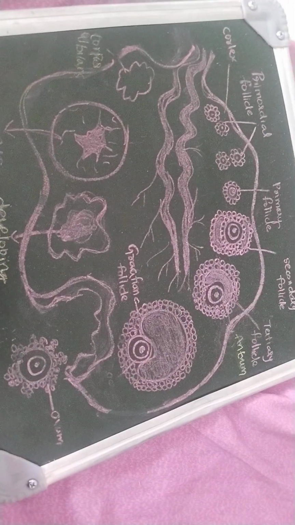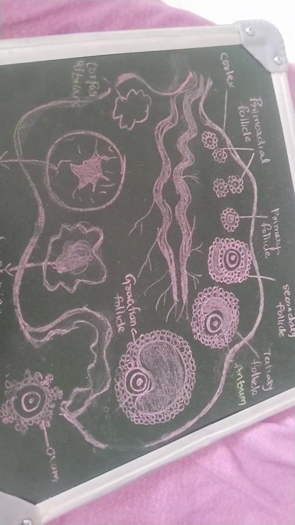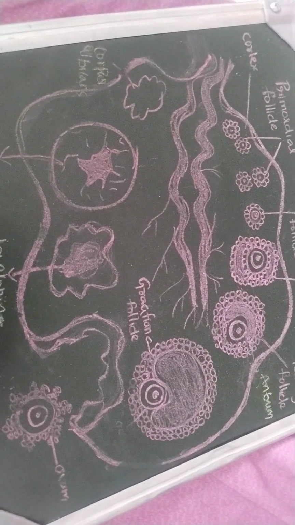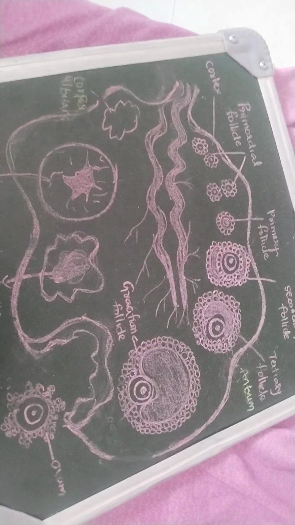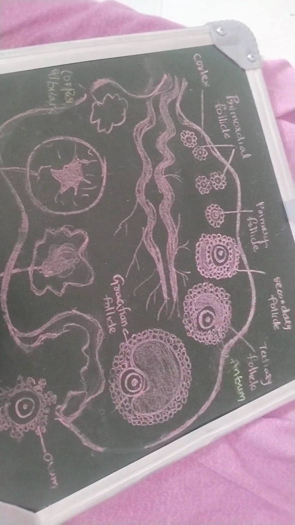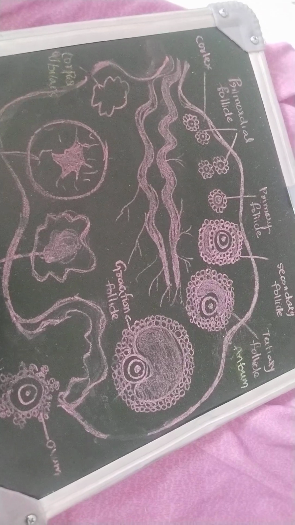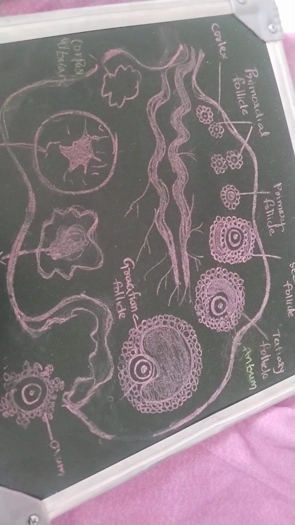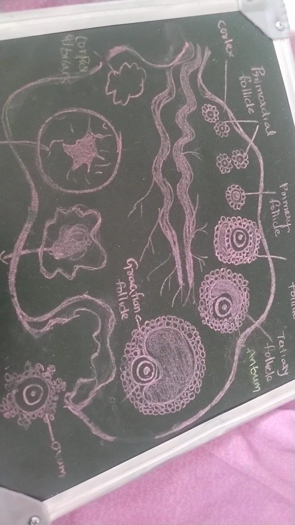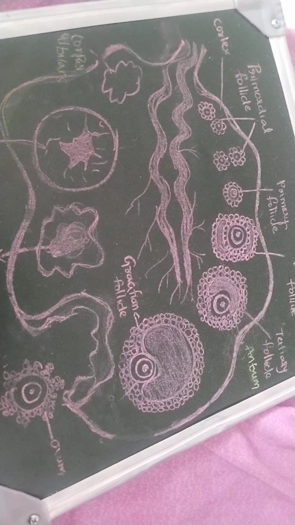This is all about the ovarian cycle. Did you understand, guys? This is about follicular development, which occurs under the action of FSH, and progesterone secretion under the action of LH. Progesterone maintains the pregnancy. So this is just a short discussion about the ovarian cycle.